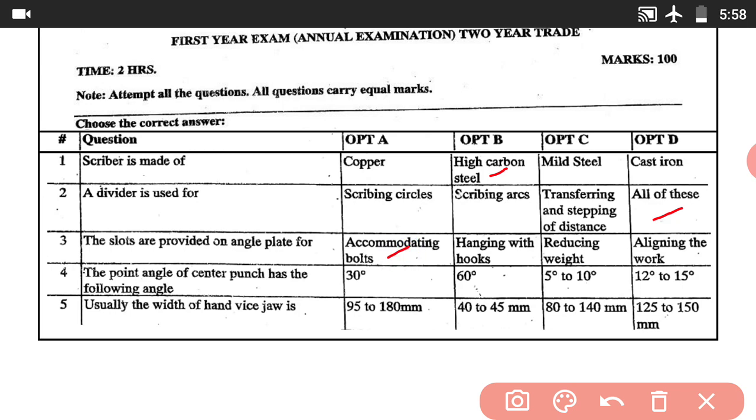Question number 4. The point angle of center punch has the following angle. This question answer 12 degree to 15 degree. Answer D.